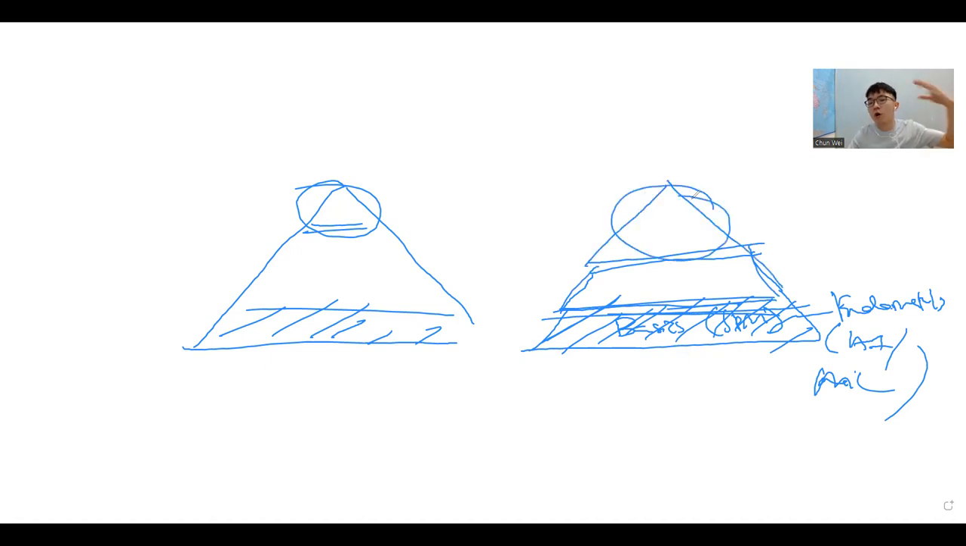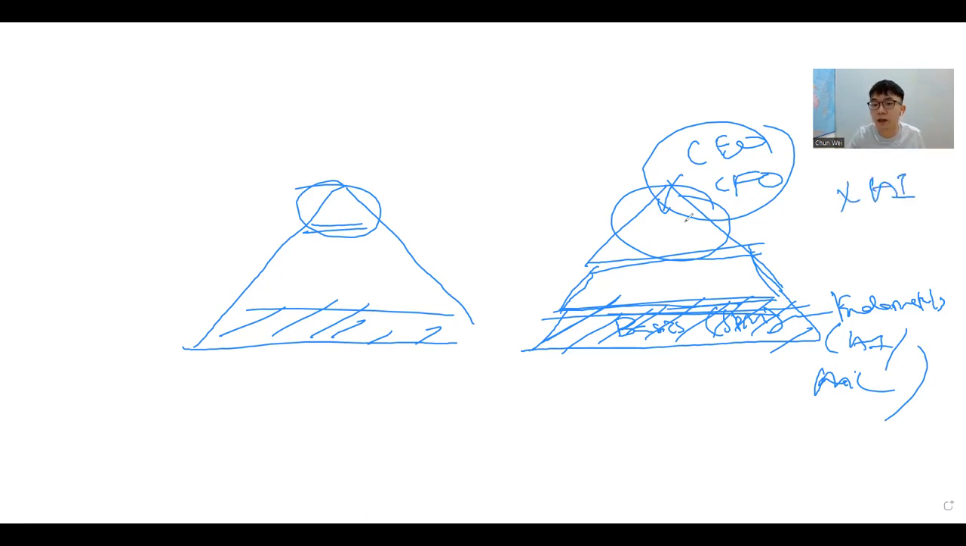So here is where all the top people are, the CEO, the CFO. Why can't they be replaced? Because they have knowledge and skills that cannot be replaced by AI. And that's why they are here. Do you get what I mean? If yes, give me a yes, please.